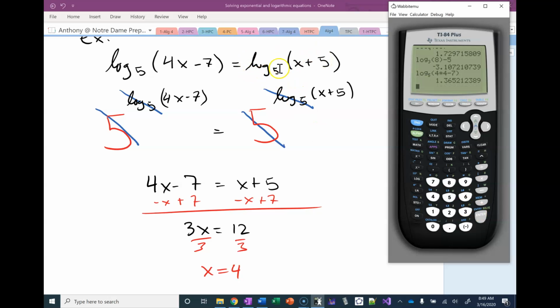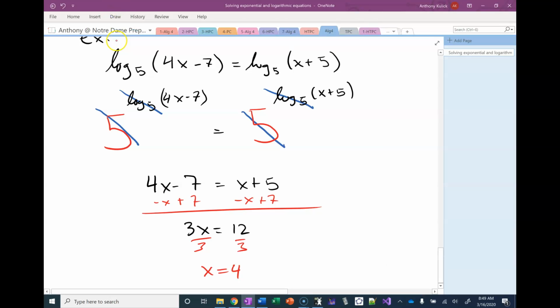I need to now make sure I get the same number from the right-hand side. So I'm going to do log base 5 of 4 plus 5. And I get exactly the same number. So what that means is that this solution works. And I'm just going to box it up and put a check mark next to it to indicate that I've checked this and this solution does indeed work. If that solution had failed, I would just put an X through it and write no solution. When the solution fails a check like that, what it means is it's an extraneous solution.